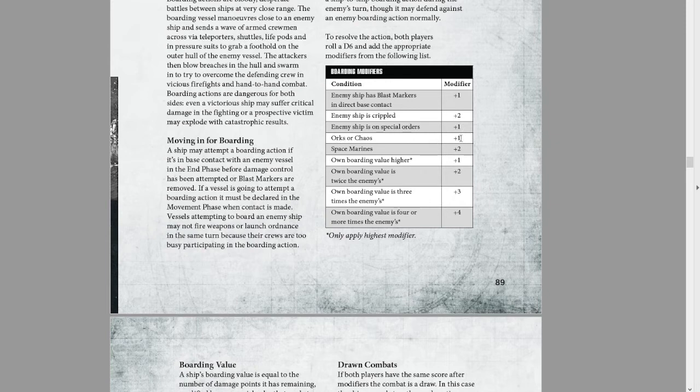If you are Orks or Chaos, you get a +1. If you have Space Marines, it's +2. If you are Chaos Space Marines, you only apply the Space Marine benefit. You do not add up the 1 + 2 for a total of 3. I know this is kind of lame, but it is what it is. And then we have the boarding value or higher.